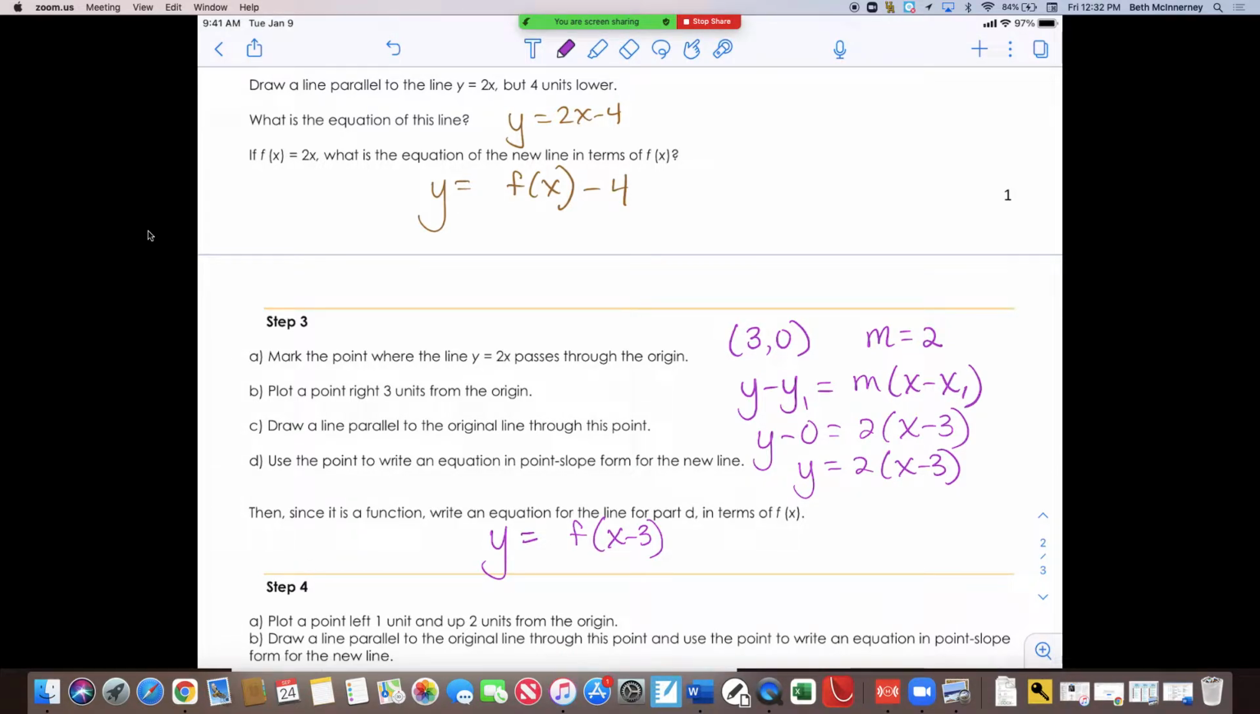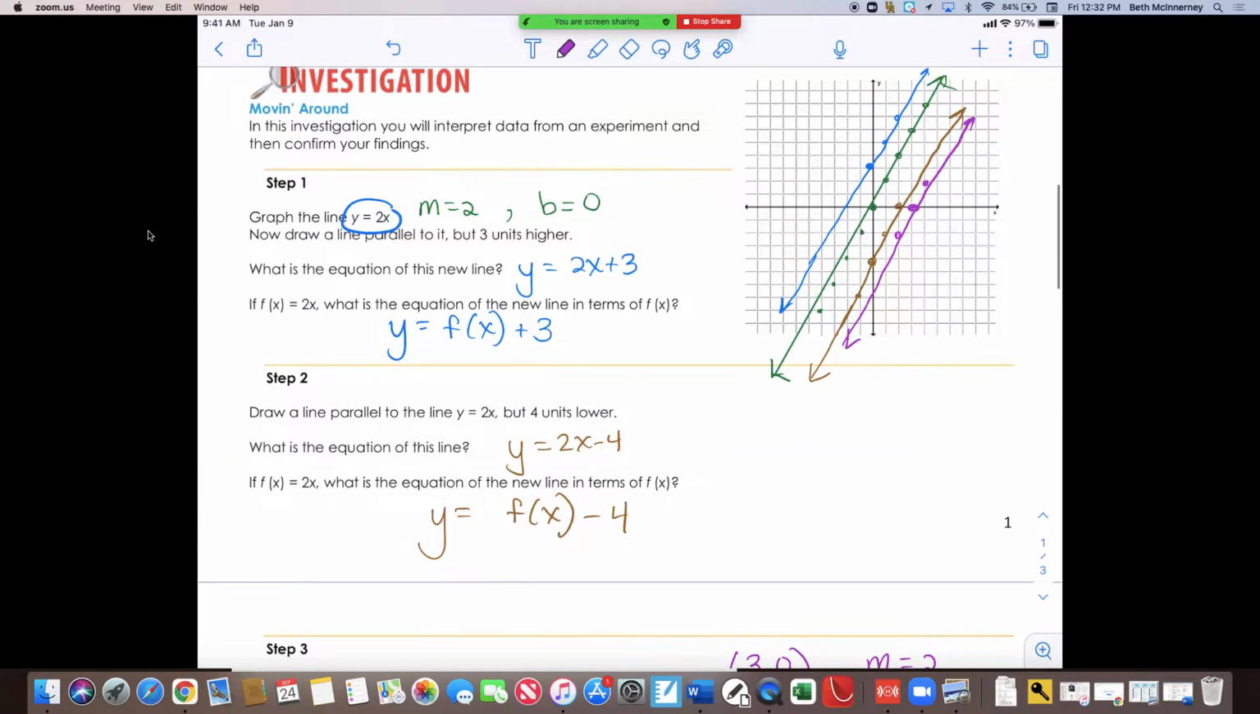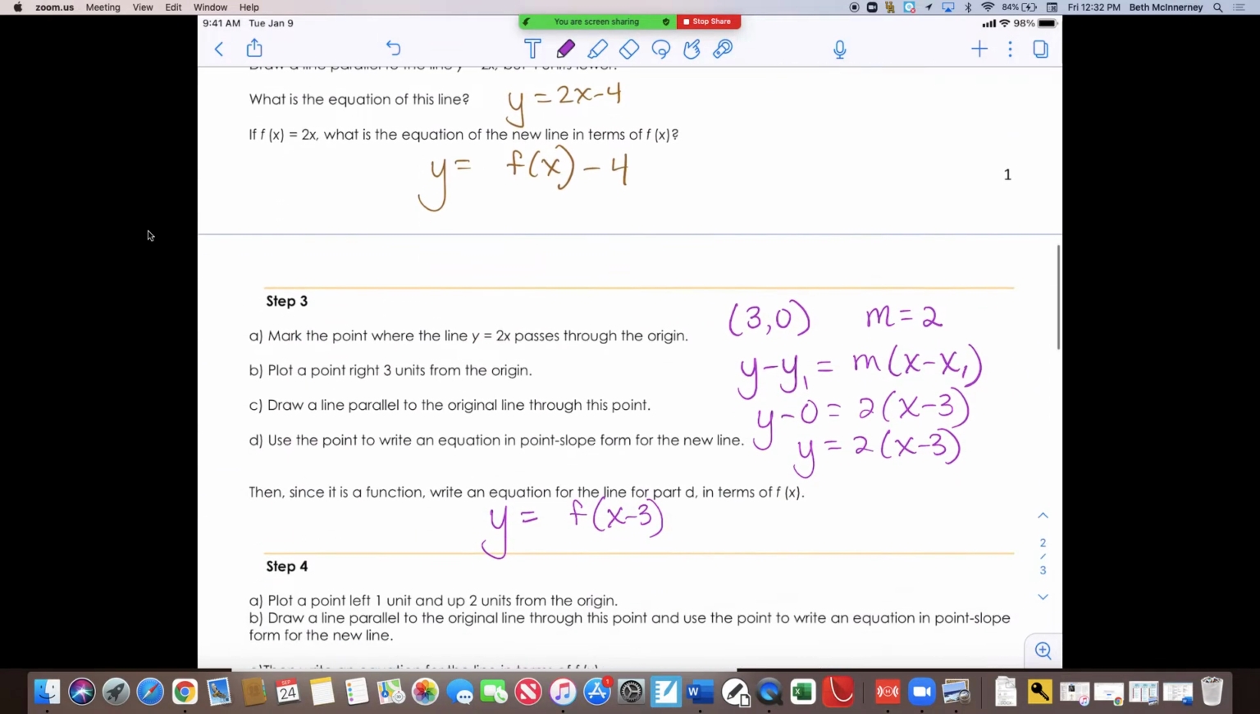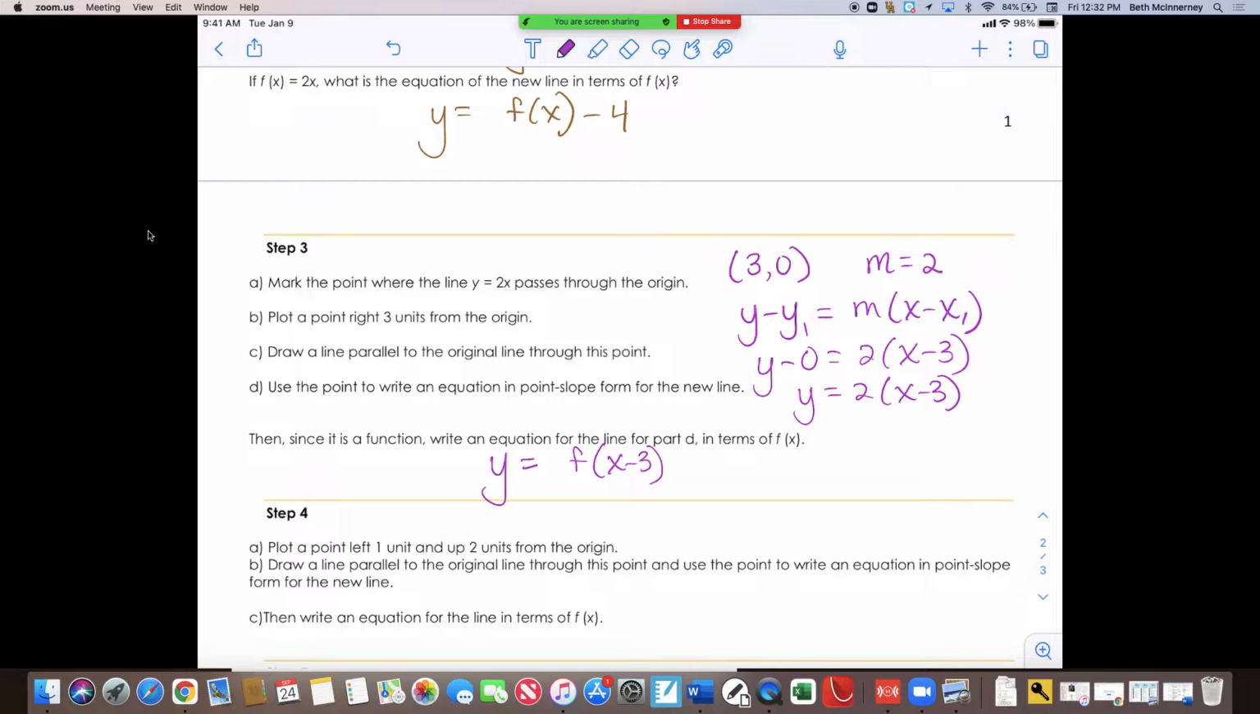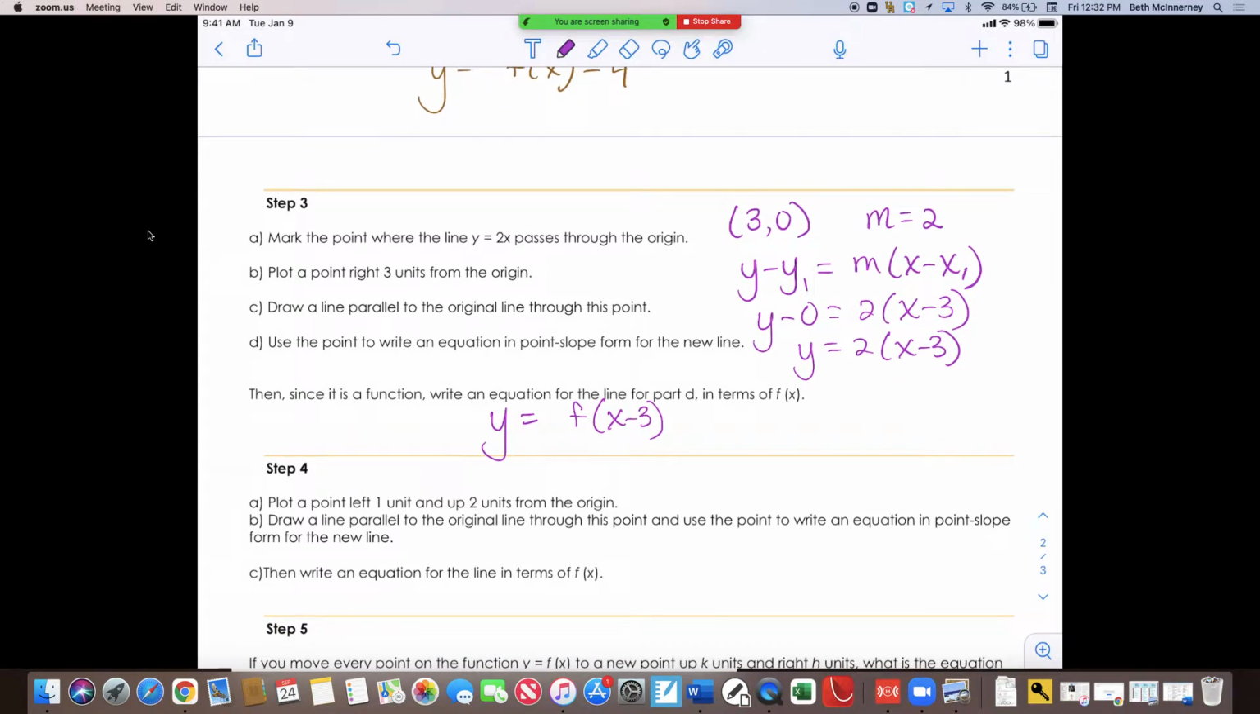Now I want to go back to the graph because this is like the one tricky part of this. My purple line is 3 units to the right, isn't it? My purple line is 3 units to the right, but the equation has x minus 3. So when you move it to the right, it's x minus the number, okay? So for me, I try to think of it as the opposite of what I think for left and right, and the same for up and down. So it's kind of weird.